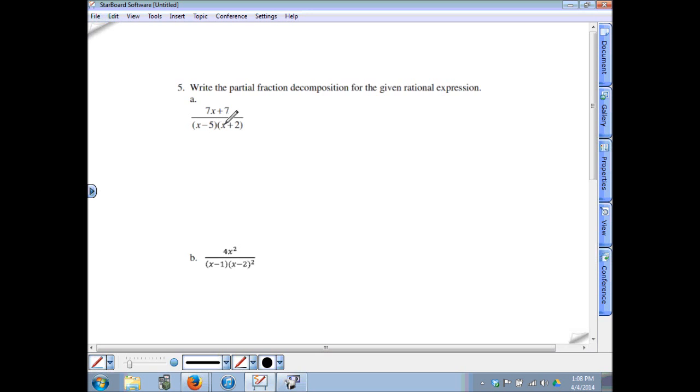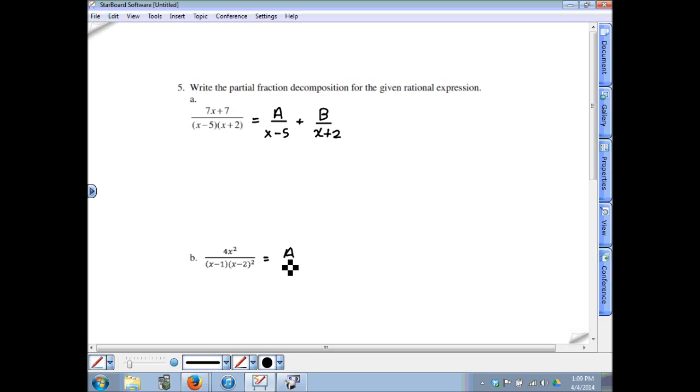So anyway, in part A, the factors are both linear and they're both unique or distinct. So in that case, the form of the partial fraction is A and B. We have an A and a B piece, and then the factors form the denominators. And before I get into solving this, I just want to show you how that differs here on part B. The factors are both linear, but the difference is this x minus 2 is repeated.